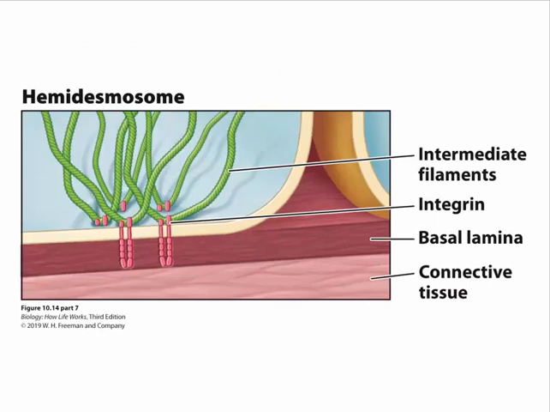And the other one we see are these hemidesmosomes. So it's like a desmosome, except we're not connecting cell to cell here, but we're connecting cell to something else, extracellular matrix. So like the basal lamina, and that's that integrin protein yet again that's making that connection to extracellular matrix. And on the other side, connected to intermediate filaments.